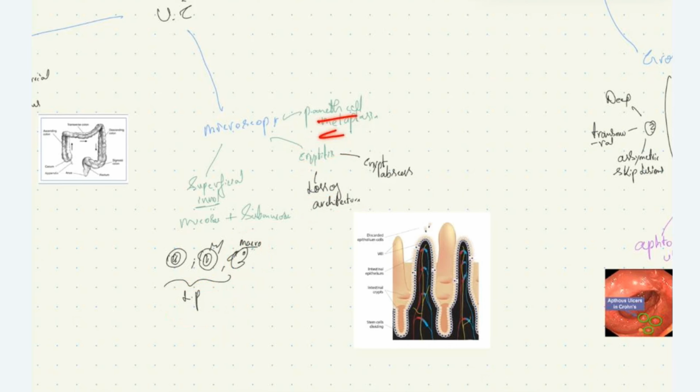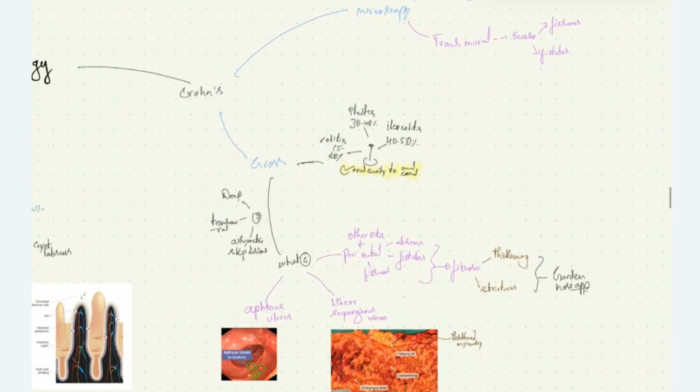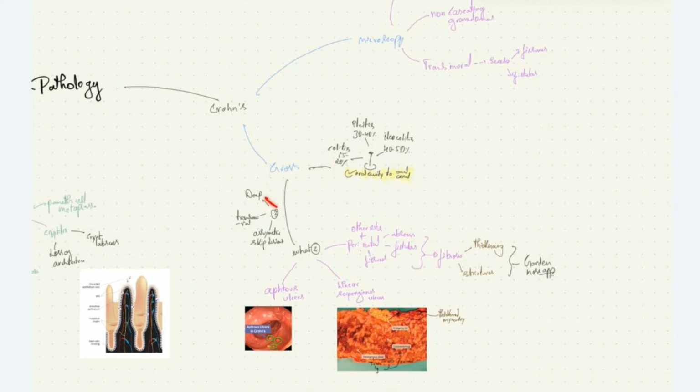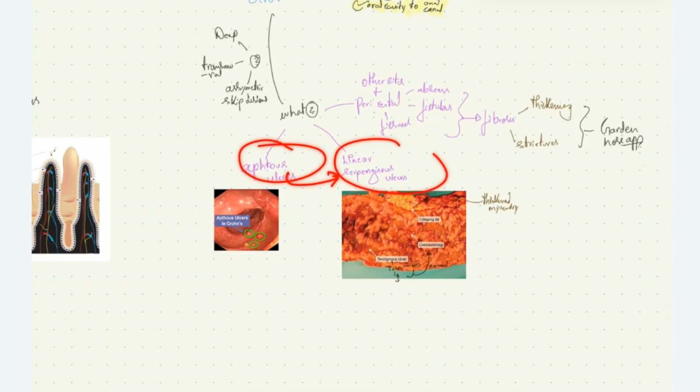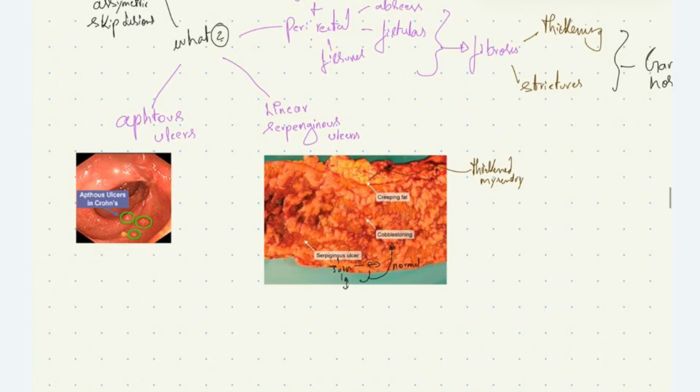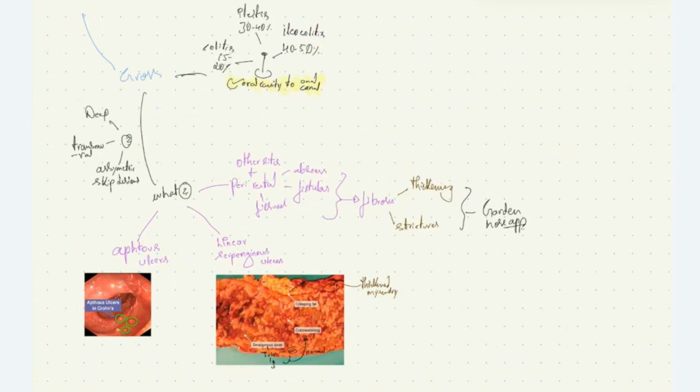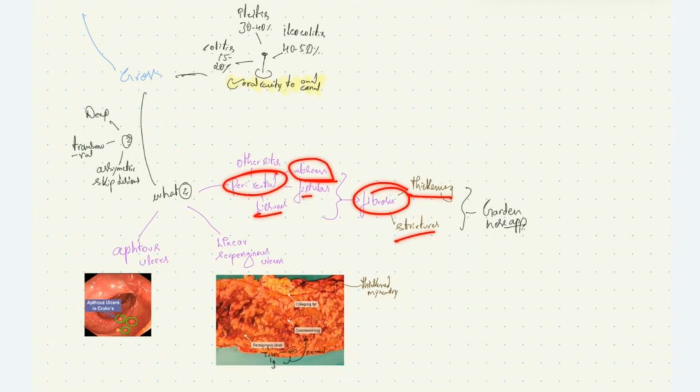In Crohn's disease, we see the gross appearance. Here, the lesions are deep, transmural, and asymmetrical skip lesions. We see aphthous ulcers initially, followed by linear serpiginous ulcers which fuse horizontally and vertically, and then it leaves areas of normal mucosa which gives cobblestoning, and then we have creeping fat. In the perirectal region we can see fissures, fistulas, and abscess, followed by fibrosis which leads to thickening and strictures, leading on to the characteristic garden hose appearance.